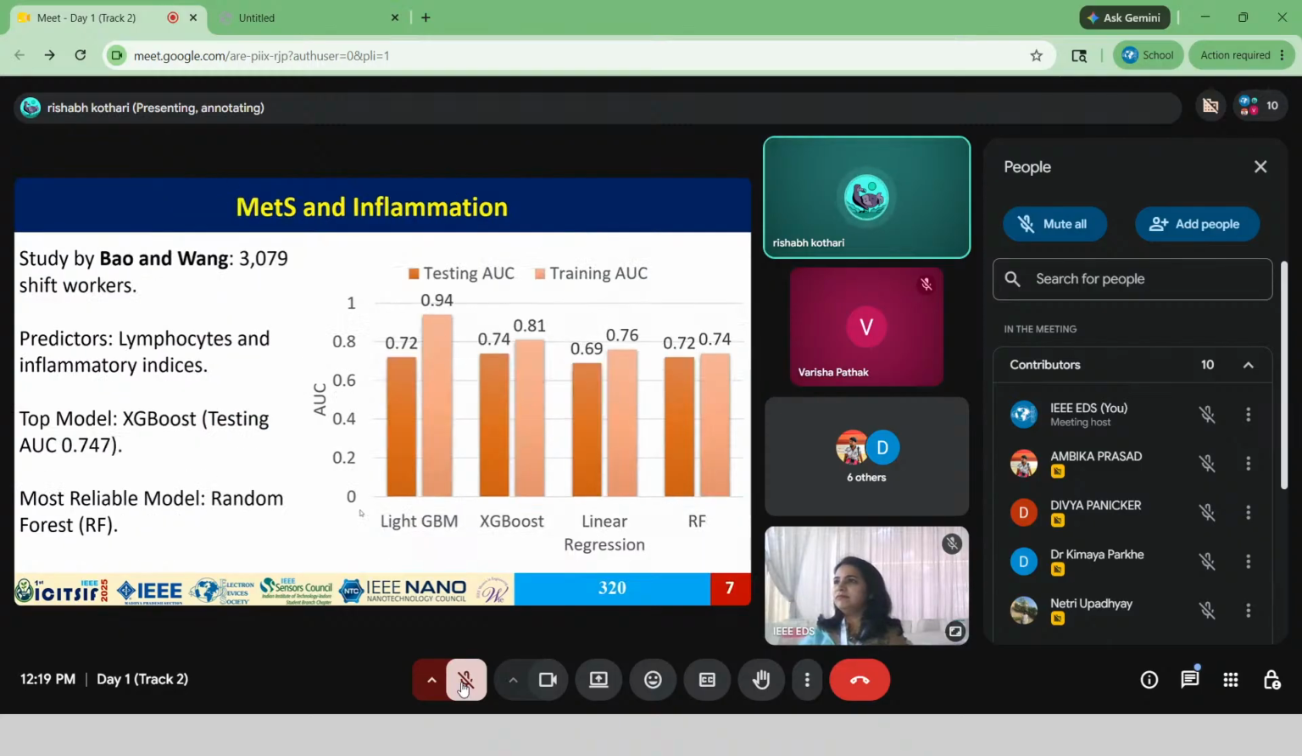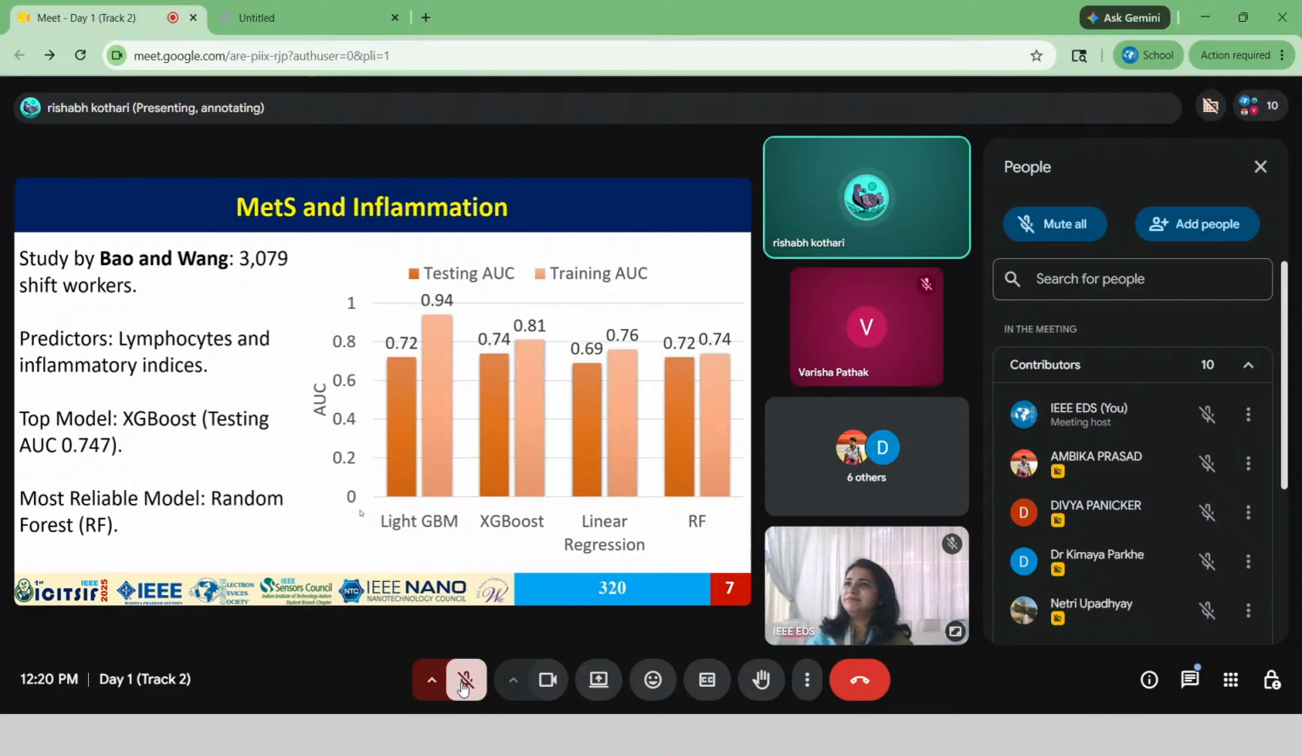Looking at specific models, Bao and Wang applied machine learning to over 3,079 shift workers. By analyzing predictors such as lymphocyte counts and inflammatory indices, they evaluated 4 different models as shown in the chart. They looked at LightGBM, XGBoost, linear regression, and random forest. A very important nuance here regarding the training versus testing data needs to be addressed. The LightGBM model achieved a massive training AUC of 0.94. While that looks impressive at first glance, the testing AUC dropped significantly to 0.72.